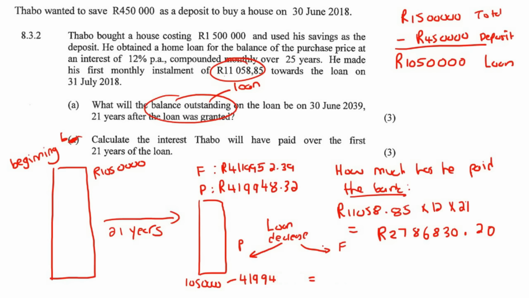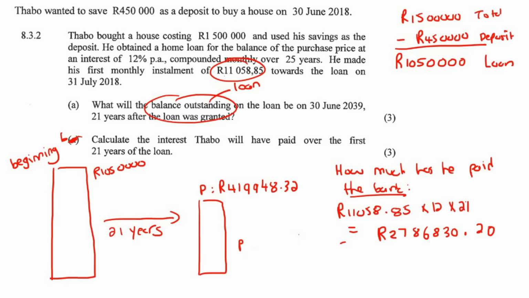Okay guys, I'm actually just going to do it using the present value method only because I'm running out of space completely here. You can follow along with the future value as well. It will be the exact same thing. So let's see how much the loan decreased by. The loan decrease would be the 1,050,000 minus 419,948.32.